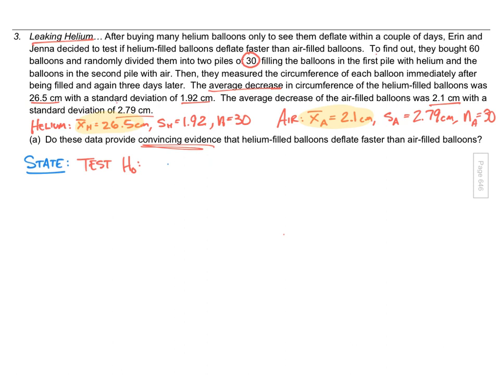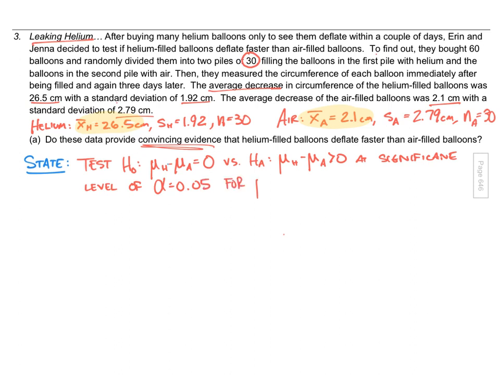So our null hypothesis is going to be that they don't deflate faster, that mu h minus mu a is equal to 0. And that'll give us an alternative hypothesis of mu h minus mu a is greater than 0. This is a one-sided test. We're going to do this at a significance level of alpha equals 0.05. And I'm going to define my parameters.